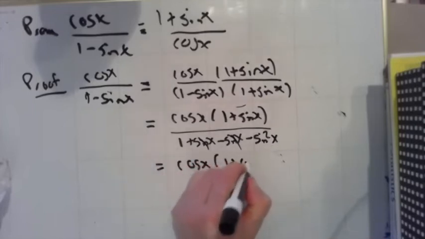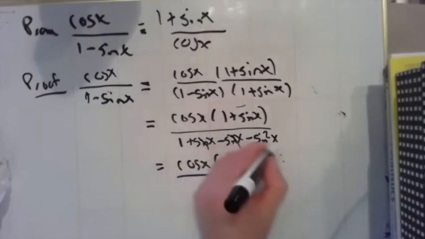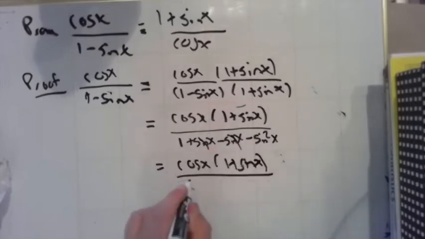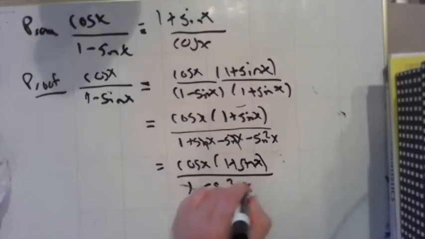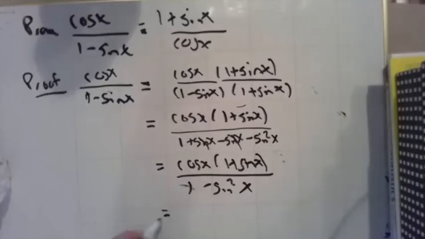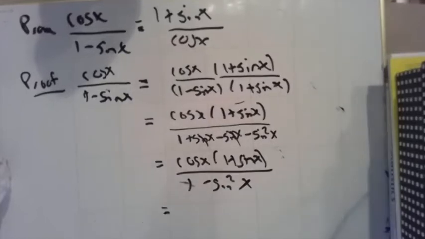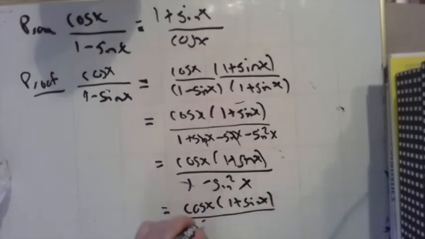So I'm recopying everything. On the bottom, I have 1 minus sine squared. Anytime you see 1 minus sine squared, that's cosine squared. If you see 1 minus cosine squared, that's sine squared. You're going to be using those Pythagorean identities on quite a lot of these. So one minus sine squared is cosine squared.